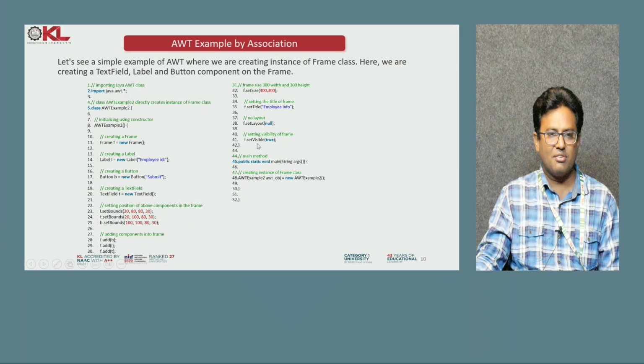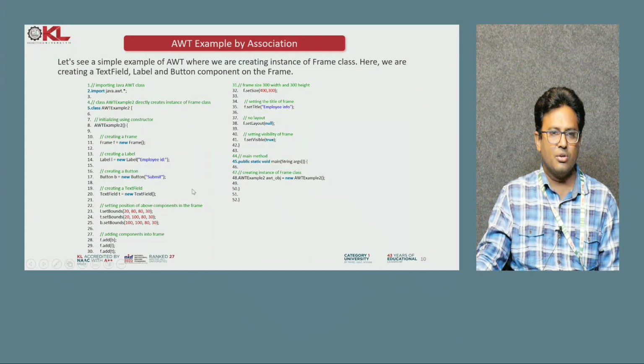Next, in order to make the created window or container and all its components visible, you use the setVisible method. Next, as usual, we have the main method. We created the object for this particular AWT example class, and whenever you create the object, automatically the constructor is called, and all the statements inside it are executed.